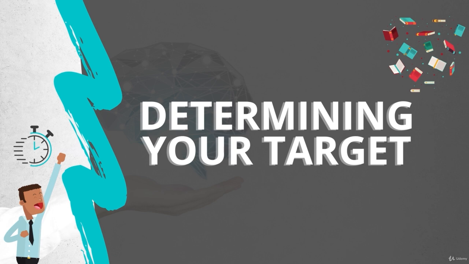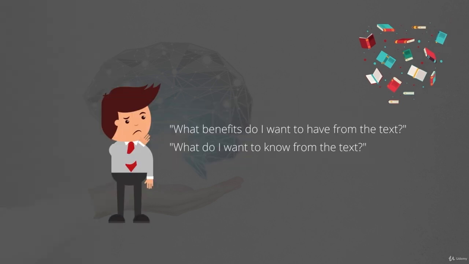Another really helpful technique, especially for reading long texts, is to determine a reading target. This means that before you start reading the text, you ask yourself, what benefits do I want to have from the text? And what do I want to know from the text? Once you know both of these things, you know exactly what you need to focus on when you're reading the text. Especially if you have a book of about 500 pages, and you know that you don't want to read the whole book, but you just need some pieces of information, then it comes in really handy to know exactly what you want.